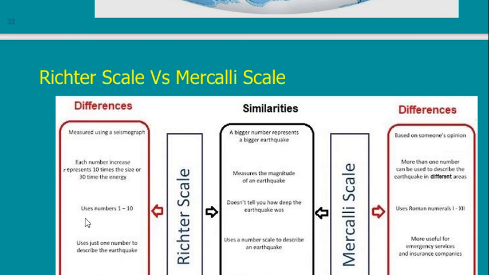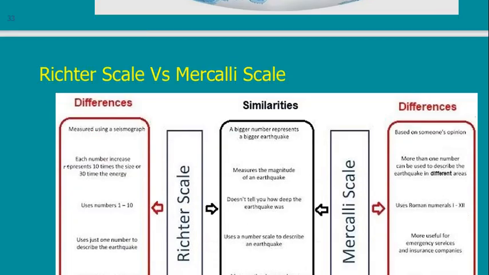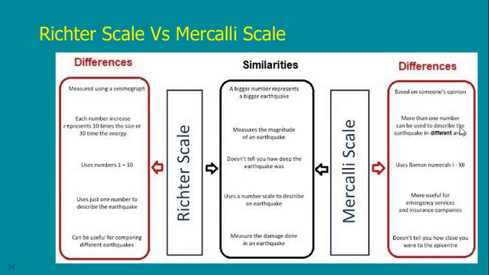The major difference between the Richter scale and the Mercalli scale is that the Richter scale for an earthquake is one for the whole earth. If I say I have an earthquake with a magnitude of 3 or 4 on the Richter scale, it means that it is 3 or 4 anywhere on the earth. But if I have an earthquake that is 3 or 4 on the Mercalli scale, it depends on where you are measuring it.